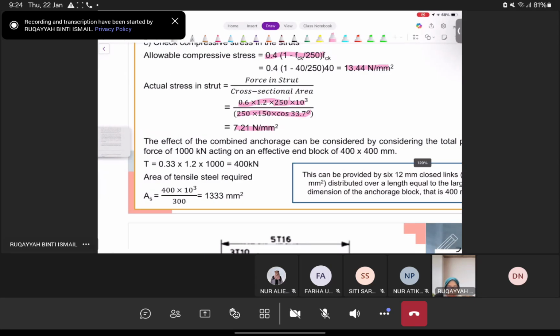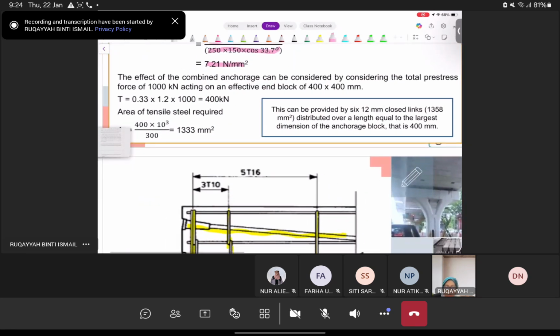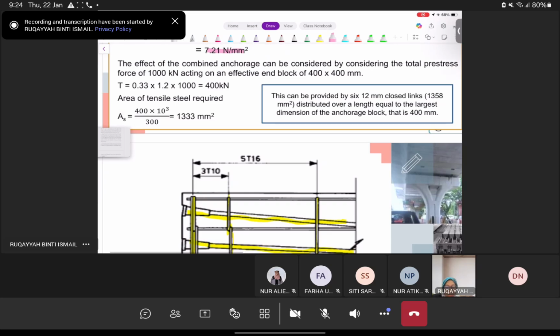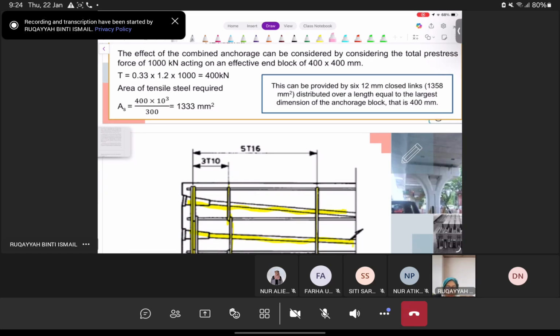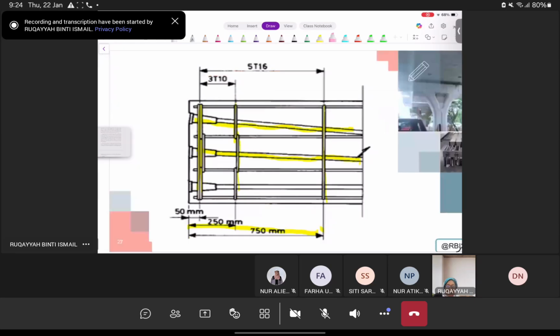All right. So with these values, the effect of combined anchorage can be considered, by considering the total force is 1000 kN acting on effective en bloc 400 times 400. So that is the conclusion that they give. And the T is equivalent to 400, and the area is equivalent to 1500. If you look at the detailing for the en bloc part, this is where you have 3T10, and also this is where you have 5T16. So it really depends on the length, which is the maximum transmission length will be 700.